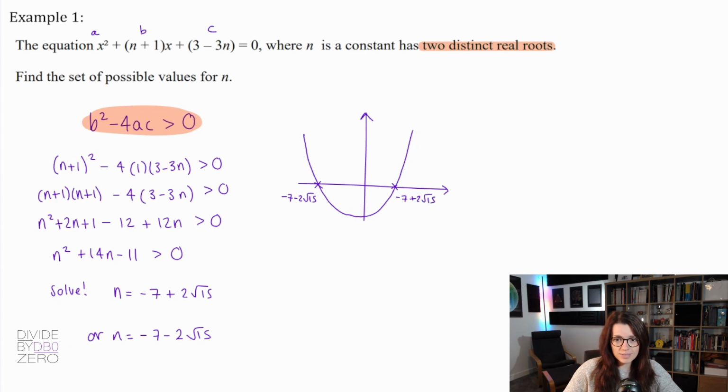Now, if we check the inequality, looks like we want to be greater than 0. So that's going to be this part and this part, the two arms of the quadratic. Therefore, final answer, n has got to be less than minus 7 minus 2 root 15, or n has got to be greater than minus 7 plus 2 root 15, and that's it.